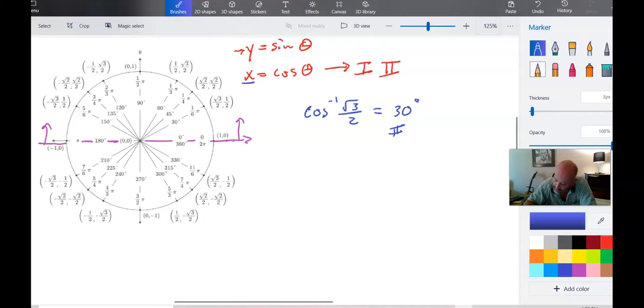Right? It could be pi over 6. It just depends if you're asked for degrees or radians. You could be asked for either, so I'm doing both.